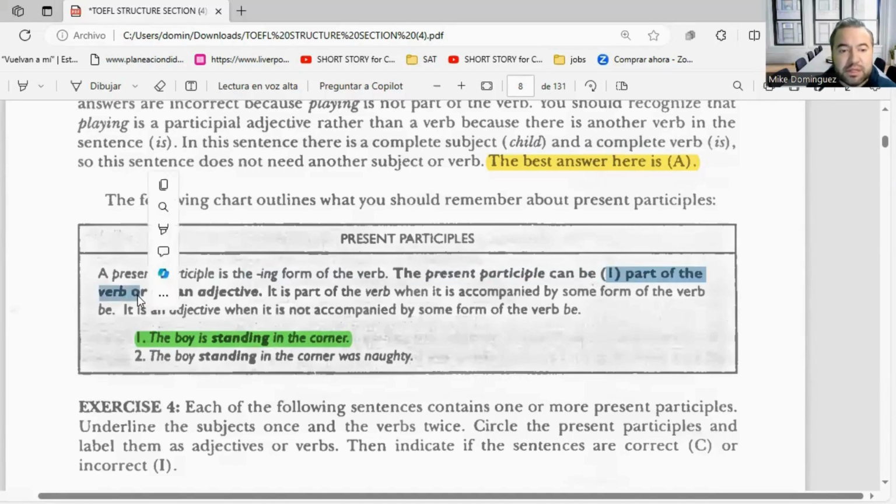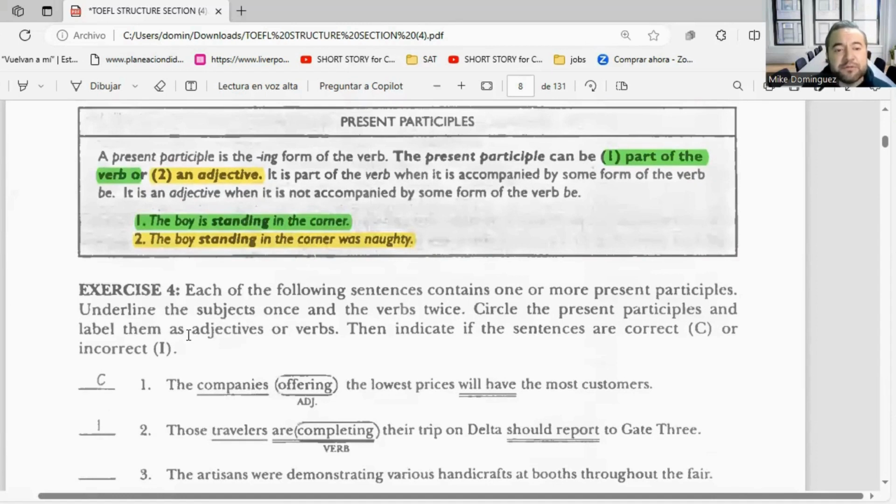And number 2, the boy standing in the corner was naughty. Here is number 2, I'm going to highlight it in yellow. So this ing form of the verb is an adjective. Exercise number 4. Each of the following sentences contains one or more present participles. Underline the subjects once and the verbs twice. Circle the present participles and label them as adjectives or verbs.